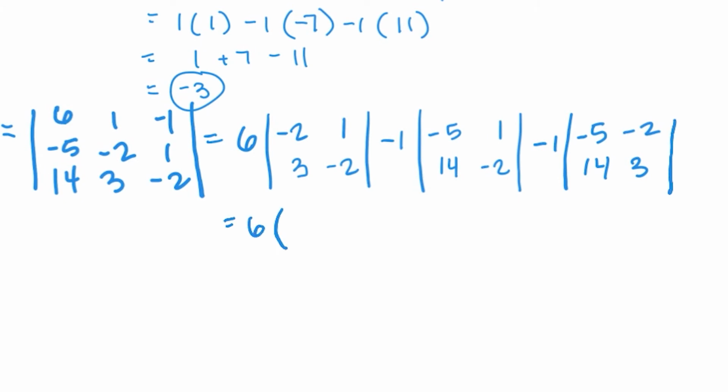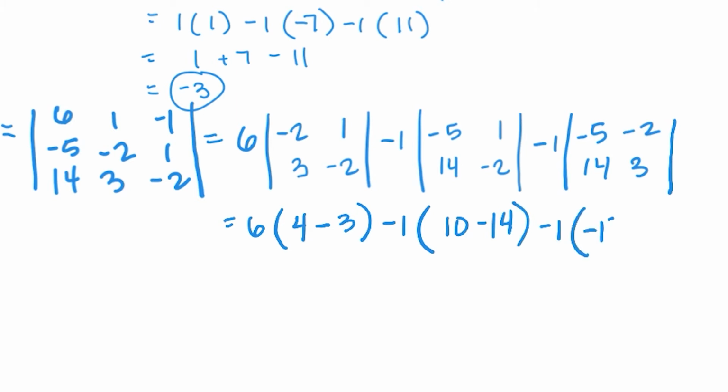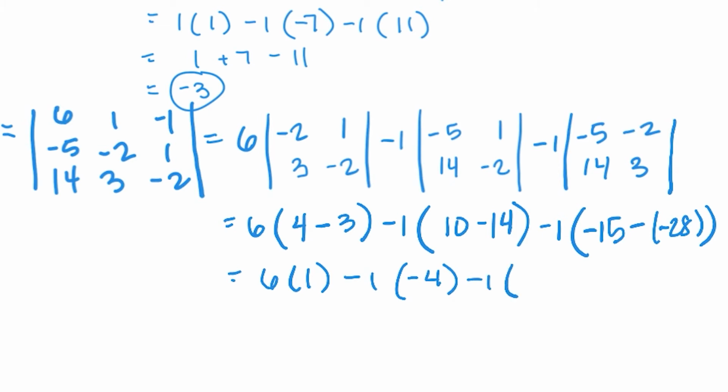So this is 6 times -2 times -2 is 4, -3 times 1, which is 3, -1 times -5 times -2 is 10, -14, -1, and then we have -5 times 3 is -15, minus 14 times -2 is -28. Okay, so this is 6 times 1 minus 1 times -4 minus 1, and then this is really -15 plus 28, which is 13. So we have 6 plus 4 minus 13, which is -3.